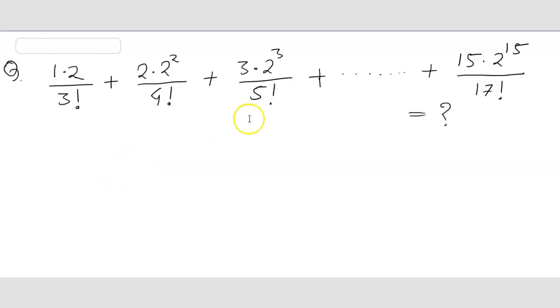As you can see, I have written the problem on the screen, and now I would like to request you to give the problem a try at first and then come back to see the solution.